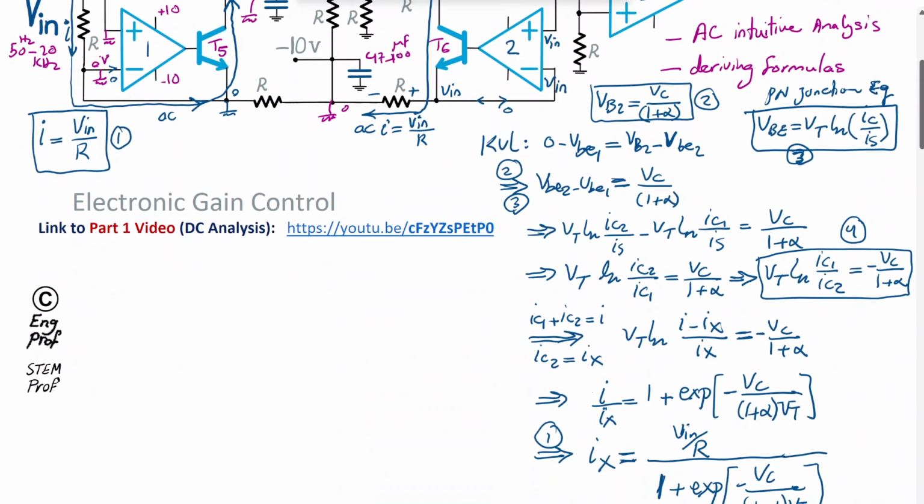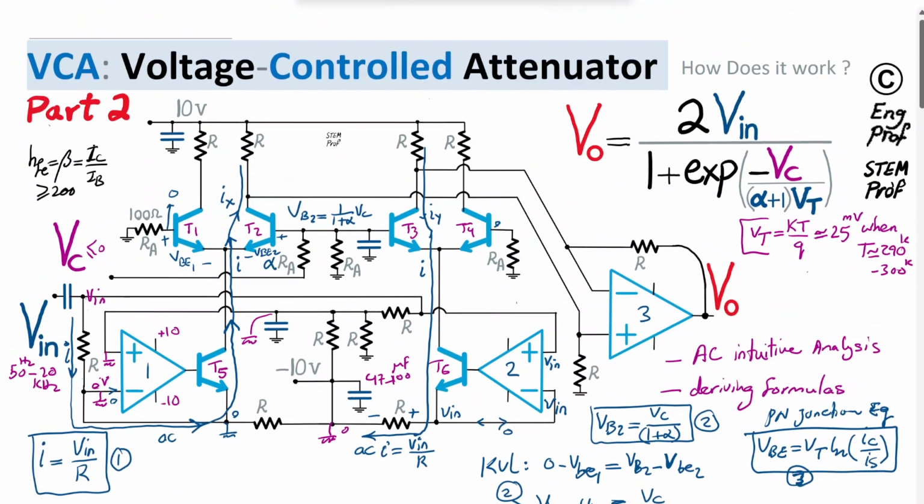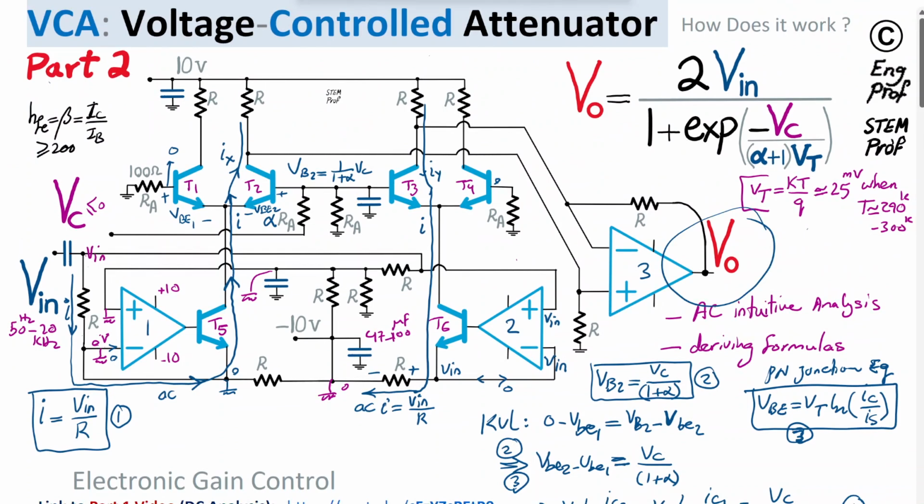We should get there. The only thing that is now missing as a last step is translating or converting this Ix, or the portion of current, which is now a function of Vin in the numerator here, into output voltage. So let's do that. That's the last step, the derivation step for the final formula. Okay, so this is the fun part.